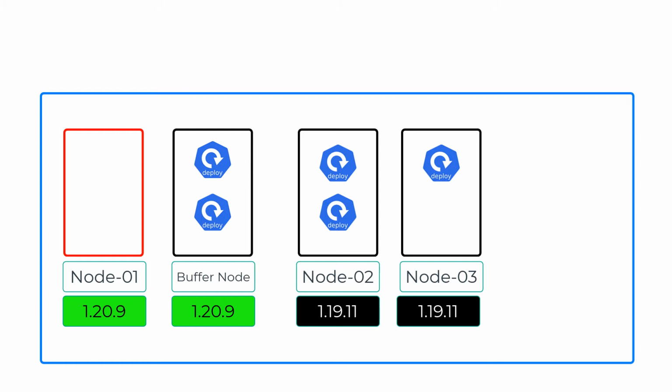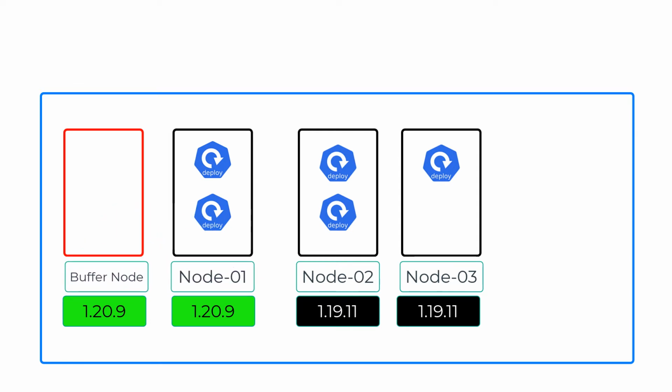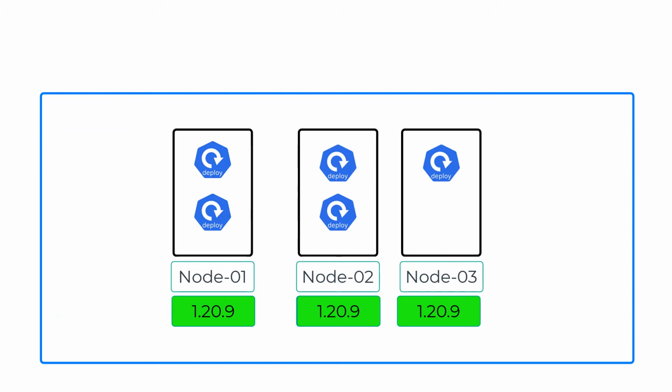This node now becomes the new buffer node for the next old node that we want to upgrade in the node pool. This process repeats until all the nodes in the cluster have been upgraded. At the end of the process, the last buffer node will be deleted, maintaining the existing agent node count and the zone balance.